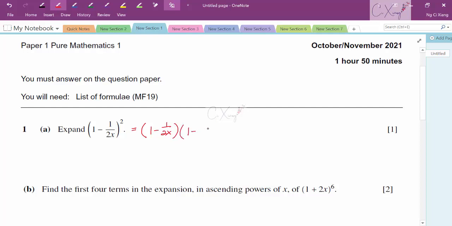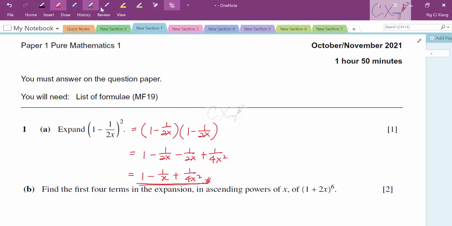That means you have this bracket twice, so you multiply them together. From here you have 1 minus 1 over 2x minus 1 over 2x plus 1 over 4x squared. If you simplify it, you have 1 minus 1 over x plus 1 over 4x squared. This is how we expand it, by multiplying every single term in these two brackets.